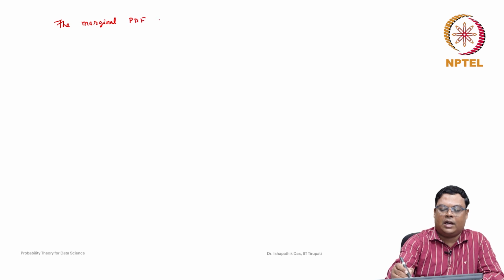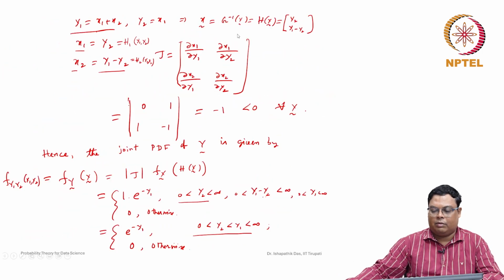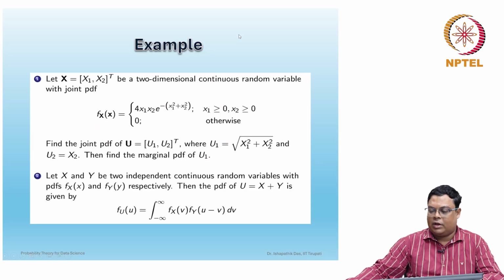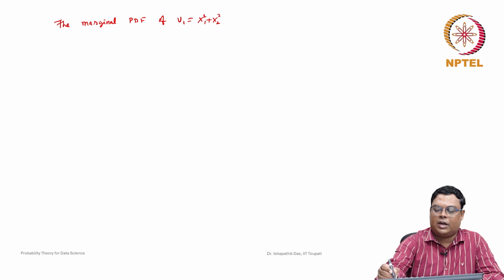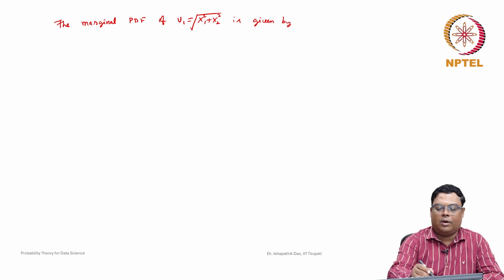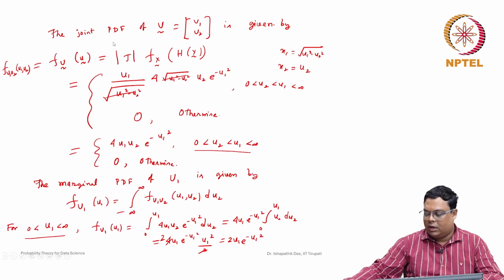The marginal probability density function of u1, where u1 is root over x1 square plus x2 square as in the question, is given by f of u1 of u1, which is equal to what we finally got: 2 u1 e to the power of minus u1 square.